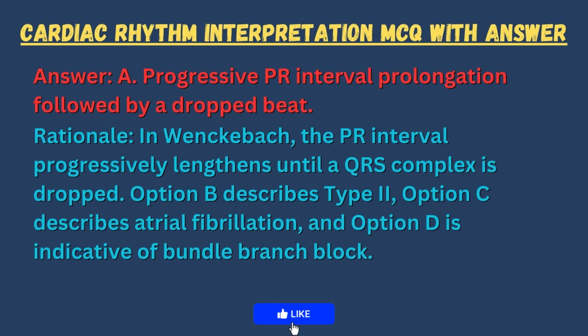Answer: A. Progressive PR interval prolongation followed by a drop beat. Rationale: in Wenckebach, the PR interval progressively lengthens until a QRS complex is dropped. Option B describes type 2, Option C describes atrial fibrillation, and Option D is indicative of bundle branch block.